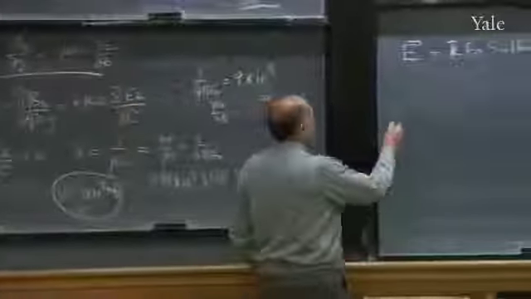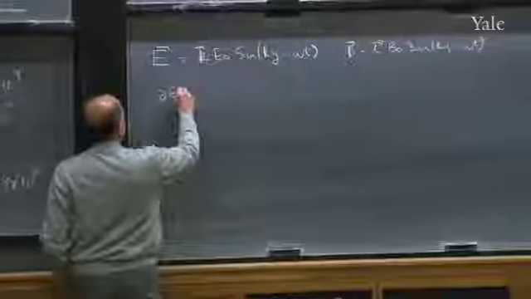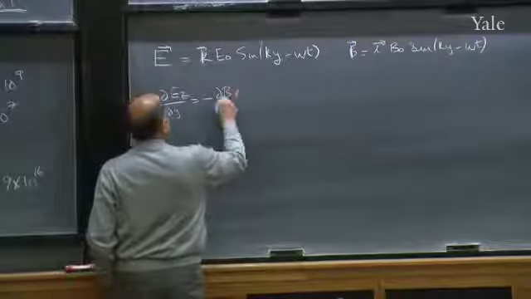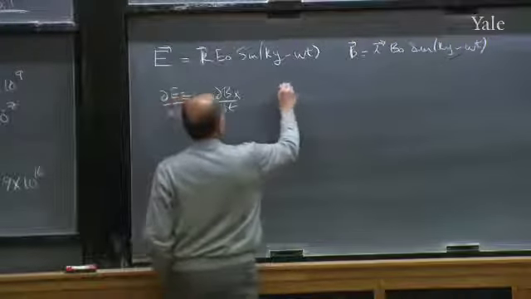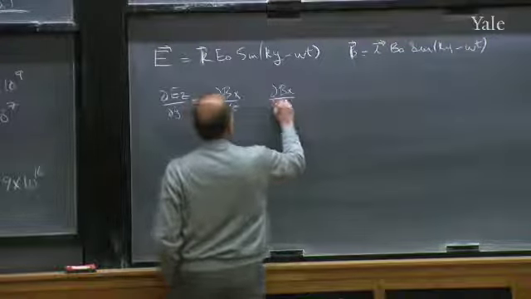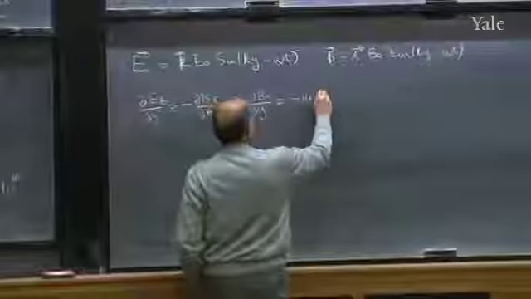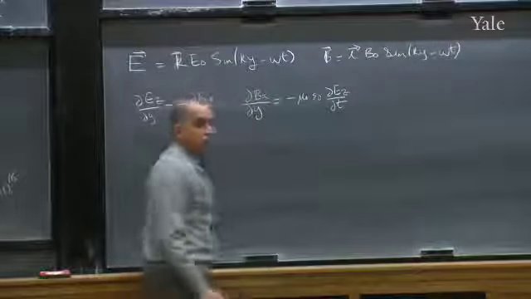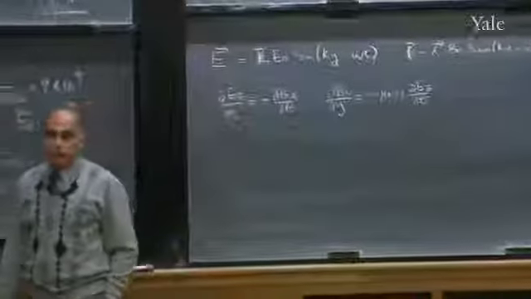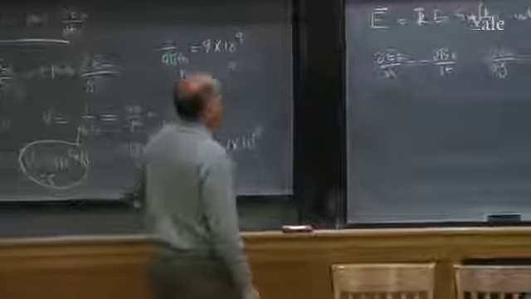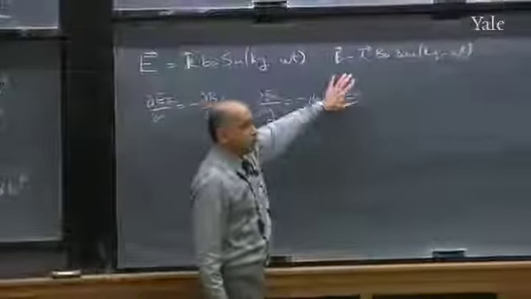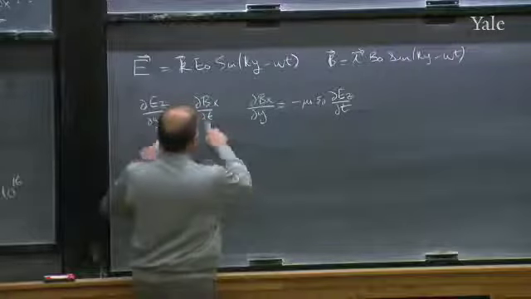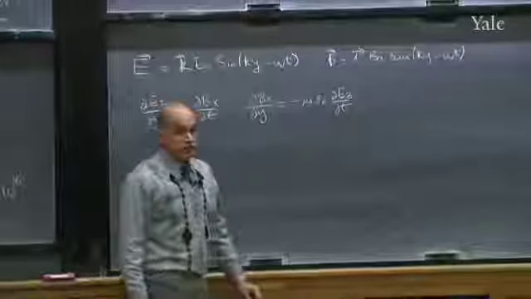So one condition I had was dEz over dy is minus dBx over dt. Then I had dBx over dy is minus mu0 epsilon0 dEz over dt. These are the two equations. I am going to demand that these particular functions obey these two equations. If they obey these two equations, they will obey the wave equation, because when I combine this equation with that, I got the wave equation.